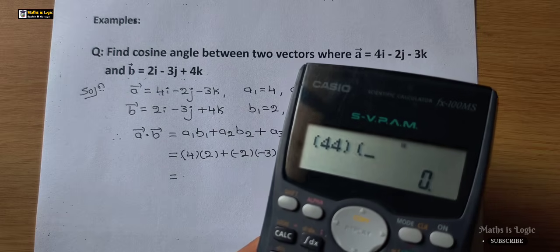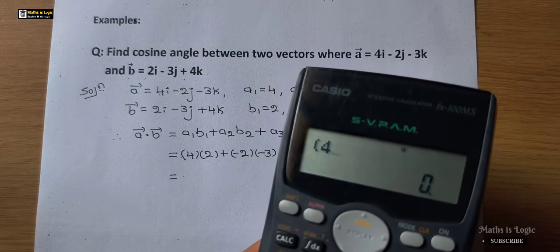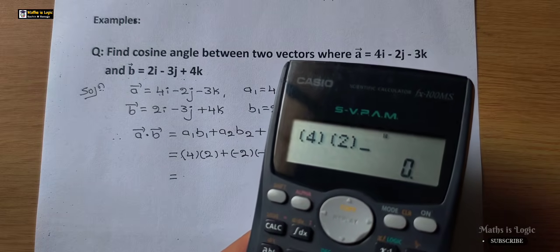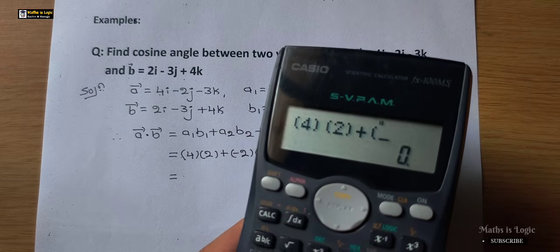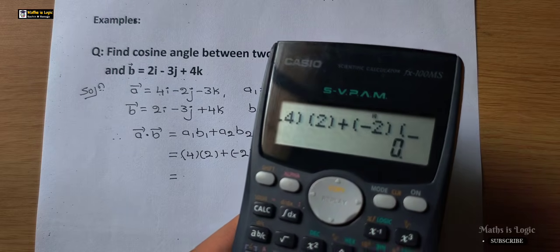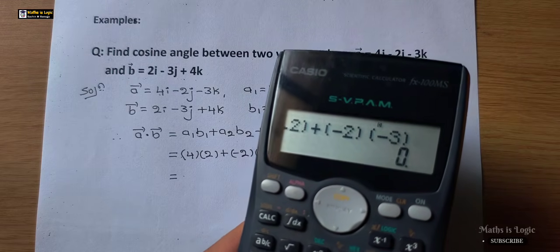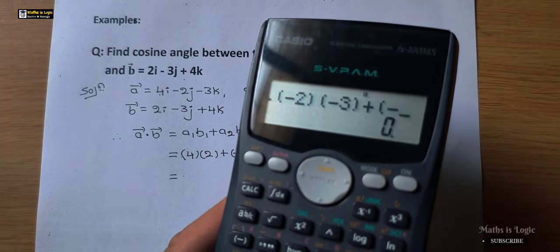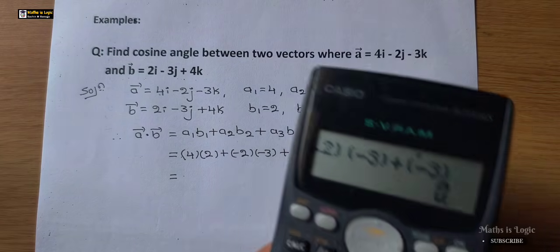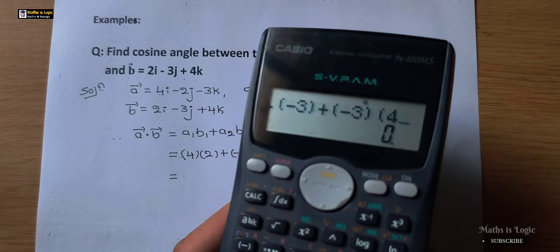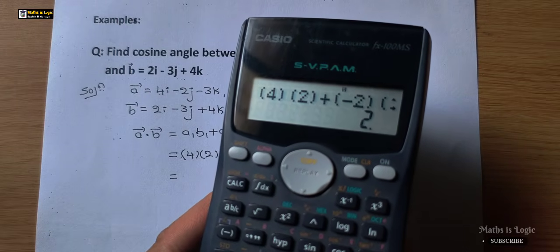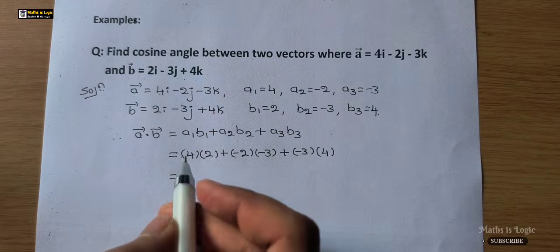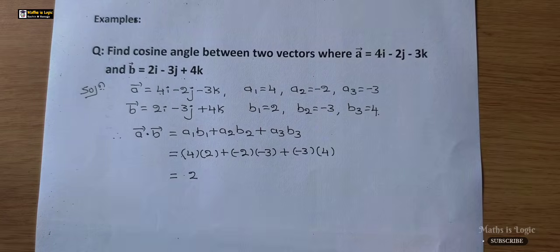4 into 2 plus minus 2 into minus 3 plus minus 3 into 4. So which is equals to 2. So A vector dot B vector value is 2.